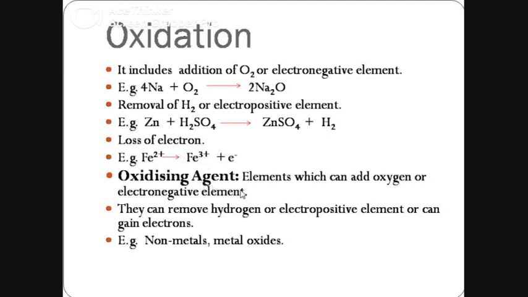An oxidizing agent is the one which can add oxygen or electronegative element. It can also remove hydrogen or electropositive element, or can gain electrons. Generally, non-metals and metal oxides are considered as examples of oxidizing agents. We will discuss oxidizing agents in detail in our upcoming slides.